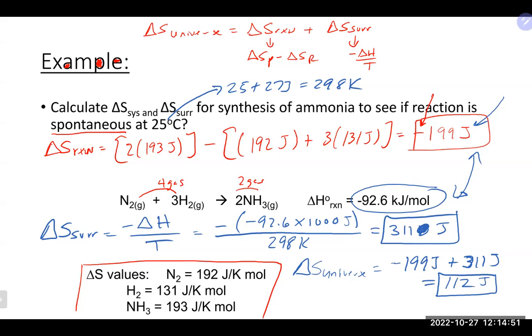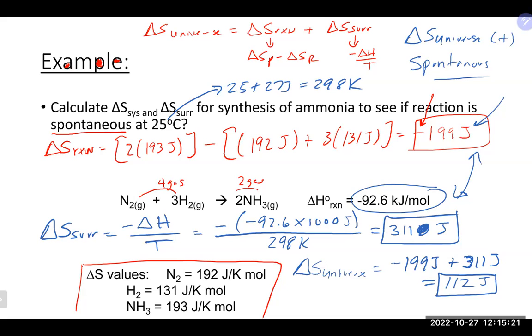In this case, the delta S of the universe is positive. Does that mean this reaction is spontaneous or non-spontaneous? This reaction is spontaneous. So remember that a positive value for delta S of the universe will mean spontaneous. Negative value would be non-spontaneous. So in this reaction, we would expect this reaction to occur. We would expect reactants to go to products.